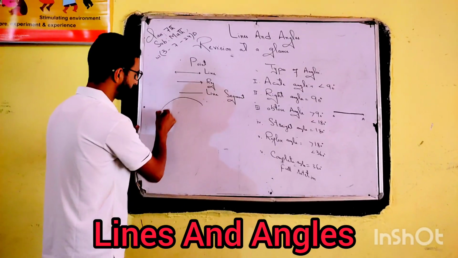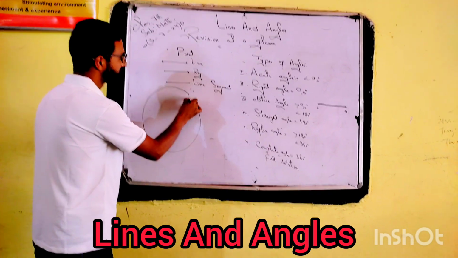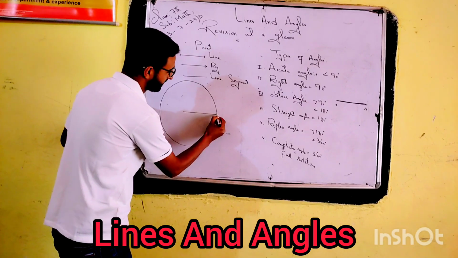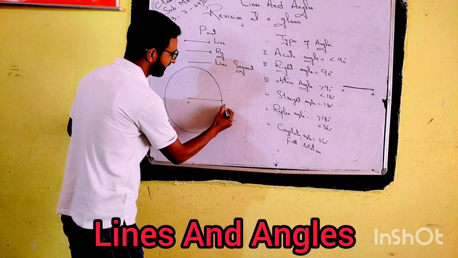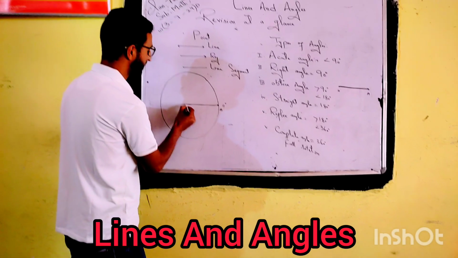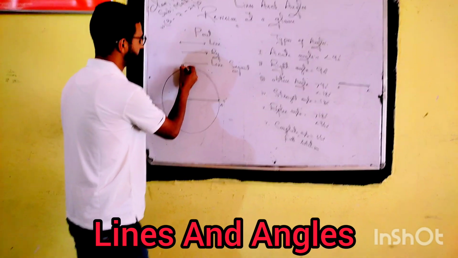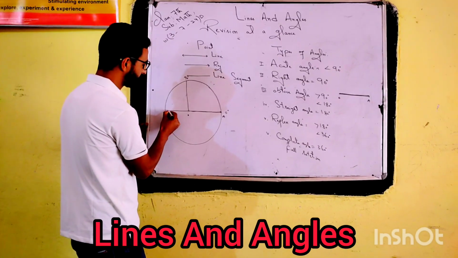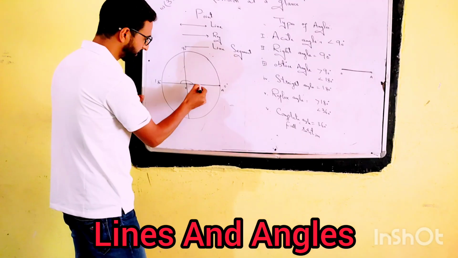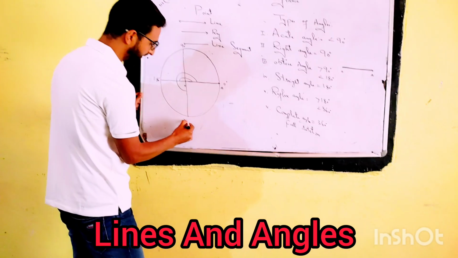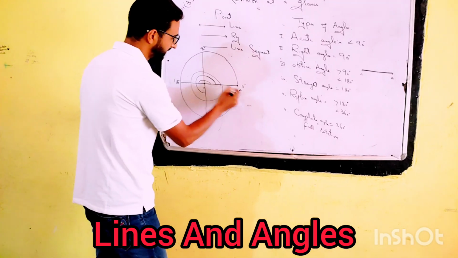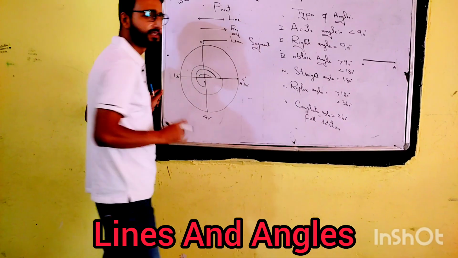So let me draw a circle here, right? Yes, sir. This is the center of the circle, right? So let this be OA. So what is this angle equal to? 0 degree, right? What about this? 90 degree. What about this? 180 degree. What about this very angle? 270 degree. Yes, sir. So what about this full angle? Here 360 degree.